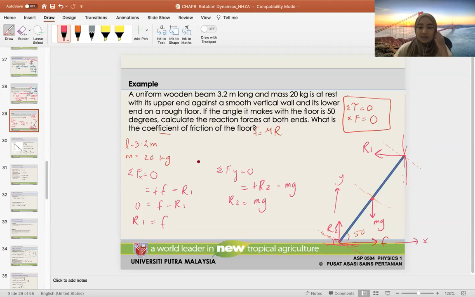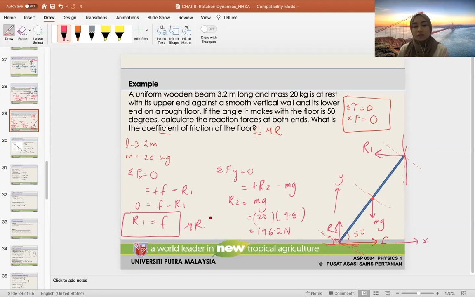Okay. So we know that m is 20 and g is 9.81. So this gives me R2 of 196.2 newtons. I solved for R2, I did not solve for R1 yet. Because why? I don't know what my friction is. What's the equation for friction? The equation for friction is mu R.